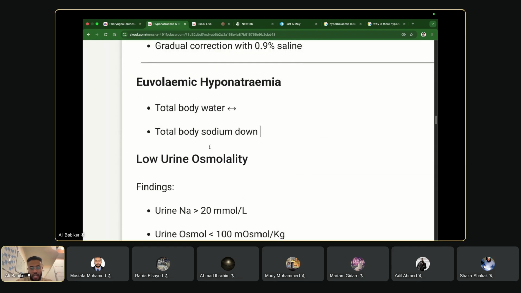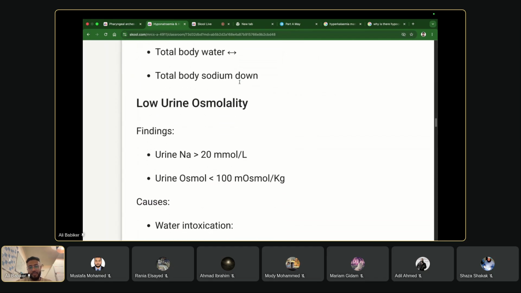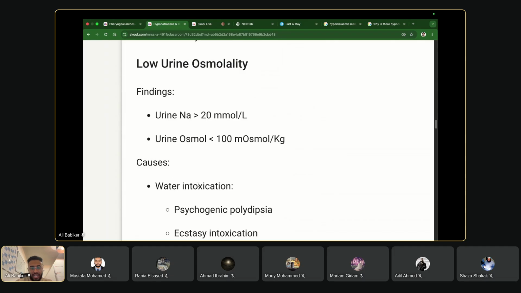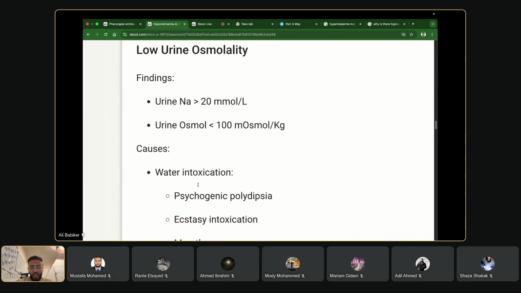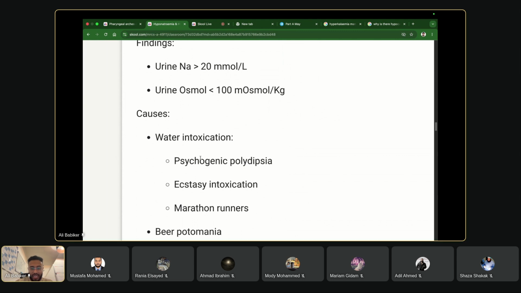Okay, that means you lost a lot of sodium in the urine. That's why you have hyponatremia. And the cause for that is water intoxication, meaning you drank a lot of water, by psychogenic polydipsia. Psychogenic means psychosis. Polydipsia means drinking a lot of water.